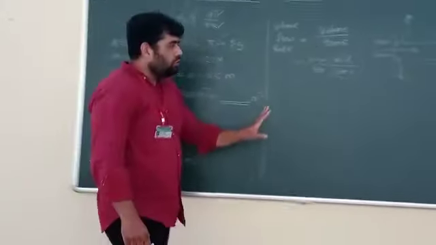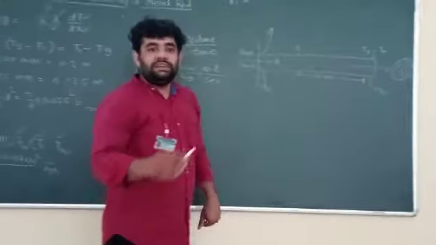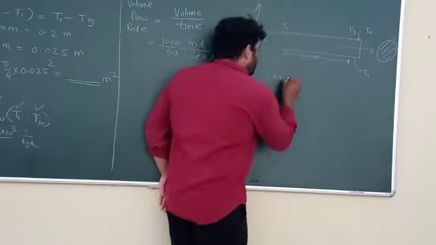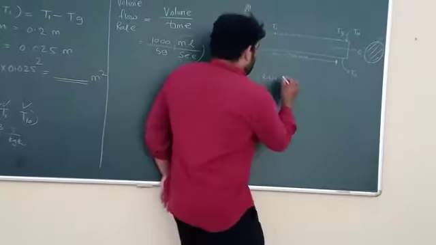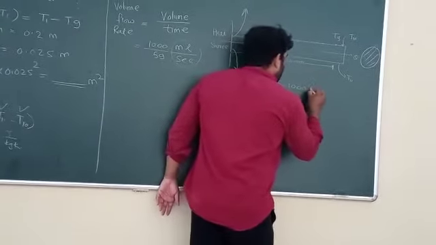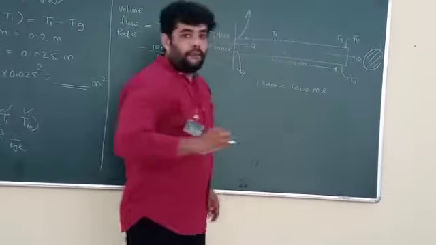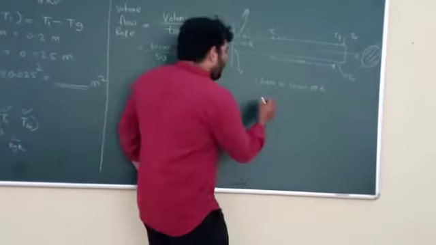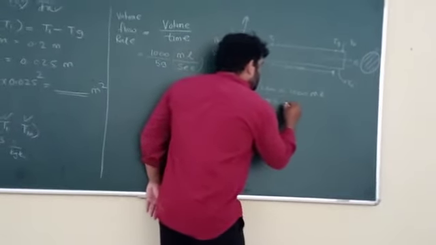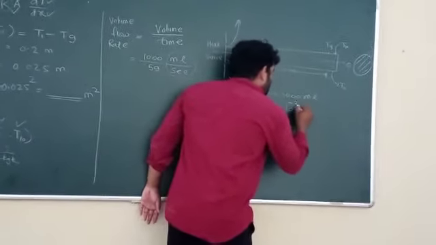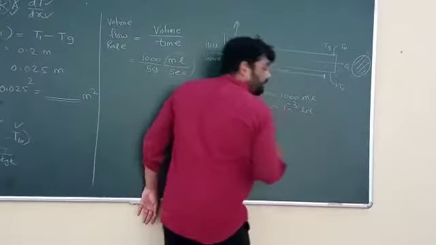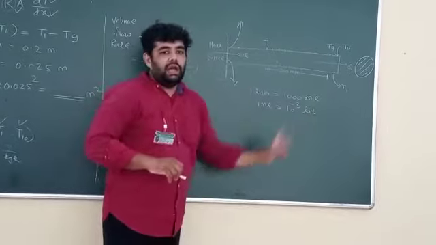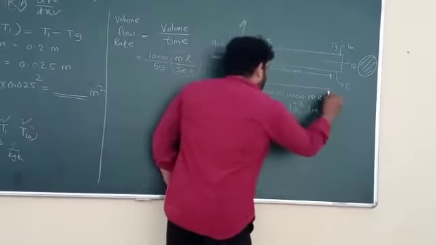For that you should know some basics. First basic thing: 1 liter of water is equal to 1000 ml. On the reverse side, how can we write it? 1 ml of water is equal to 10 raised to minus 3 liter. This is about the conversion from liter to milliliter.